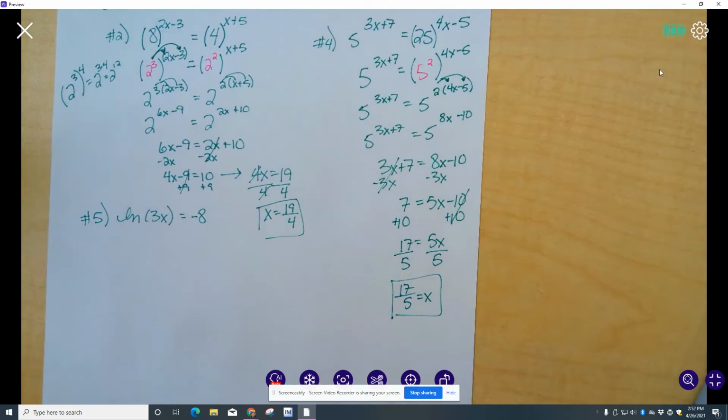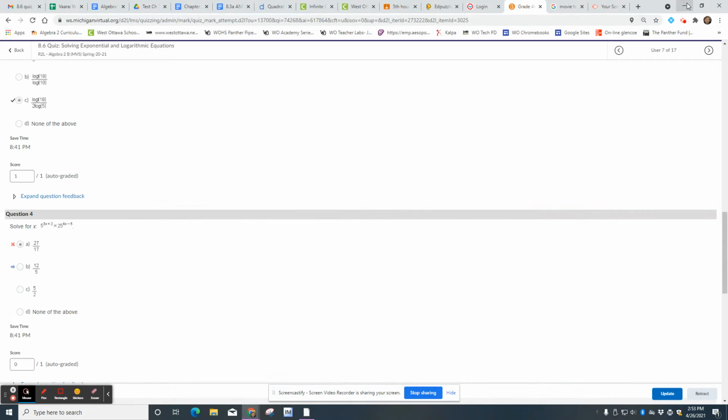Let's peek at this problem. Why do they give you these fractions? Just to be tricky. Where is this one? 12 over 5.